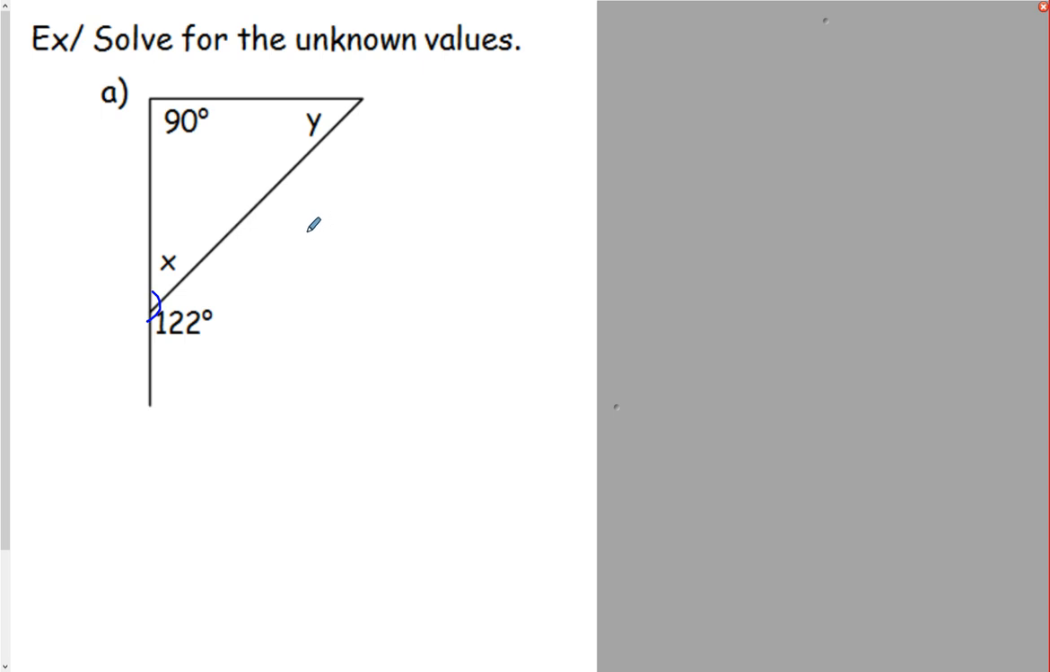I can say, okay, x is going to be the whole 180 degrees minus the 122 degrees that's right there. So that's going to leave me 58 degrees left over. So x is going to be 58 degrees.